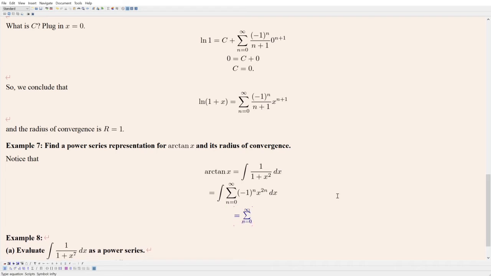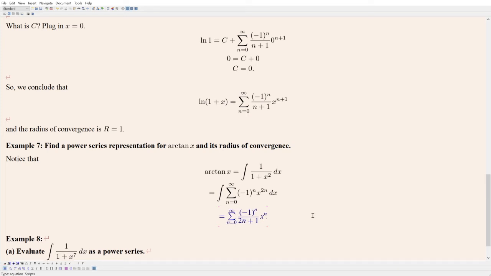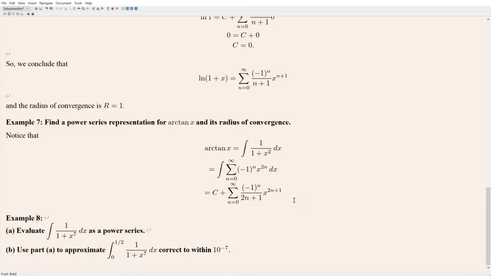So it really is just that easy. Add 1 to the exponent to get 2n plus 1. And then we have our constant of integration. So we need to figure out what this constant of integration is. With any luck, it's going to end up being 0.